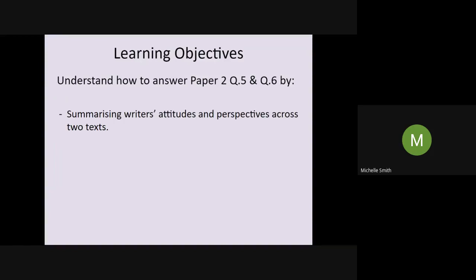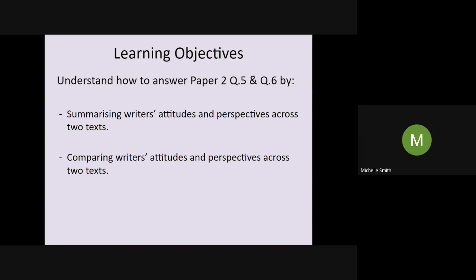So for question 5, the key skill is summarising. So we're going to summarise the attitudes of the writers. Now, the key thing to notice which is different today is that we're looking at 2 different texts. Remember, in paper 2, you have a 19th century text and you also have a 21st century text. So question 1 and 2 usually deal with the 19th century text. Question 3 and 4 usually deal with the 21st century text. And then question 5 and 6, you need both of the texts together, which is why it's a little bit more difficult.